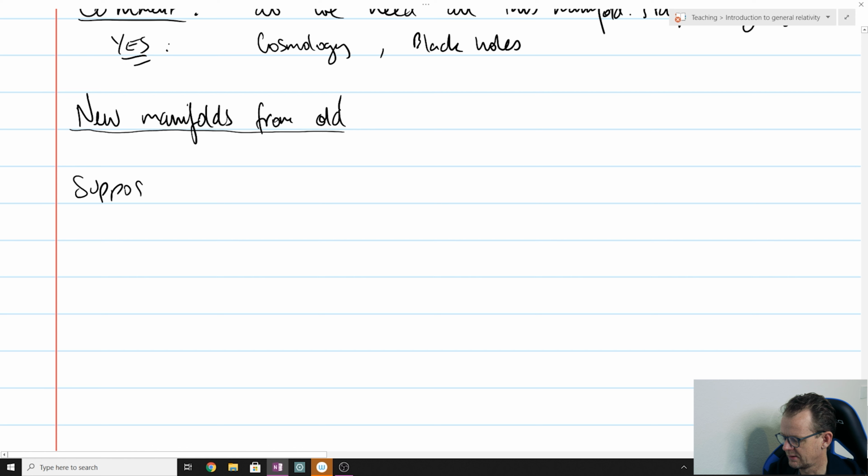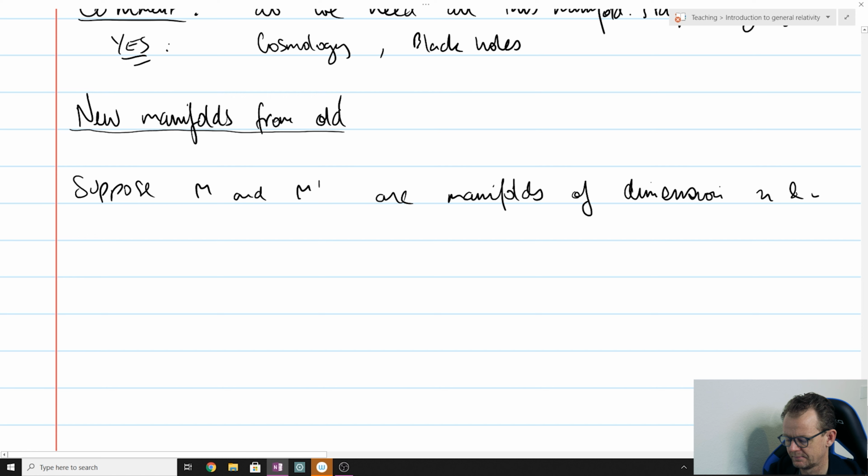So here we want to suppose that M and M prime are smooth real manifolds of dimension n and n prime, respectively. Then we want to use these to build new examples, and the simplest way to do this is by the so-called product construction. The product space manifold.